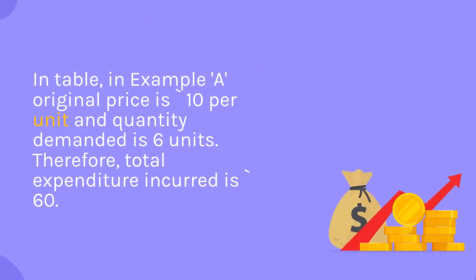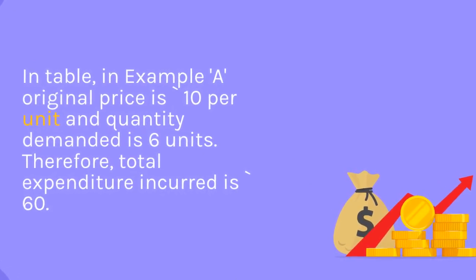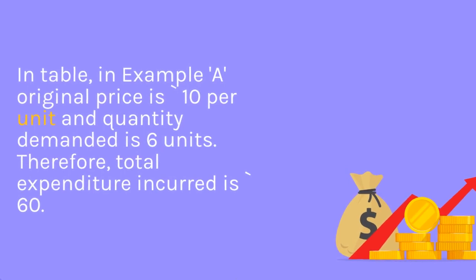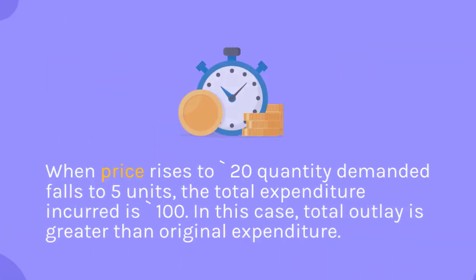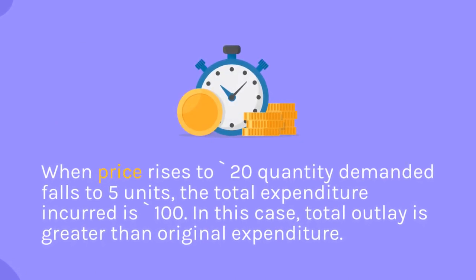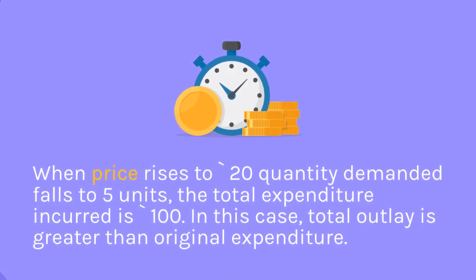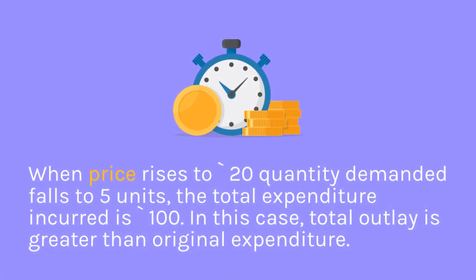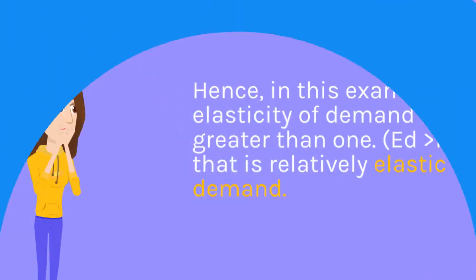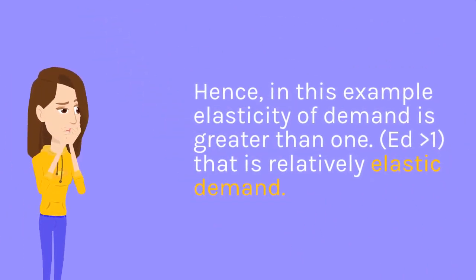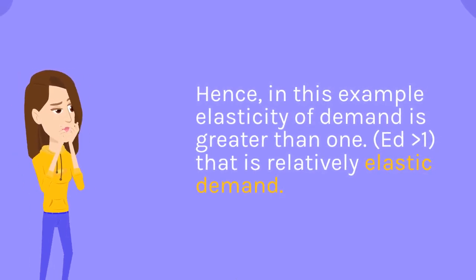In table, in example A, original price is 10 per unit and quantity demanded is 6 units. Therefore, total expenditure incurred is 60. When price rises to 20, quantity demanded falls to 5 units, the total expenditure incurred is 100. In this case, total outlay is greater than original expenditure. Hence, in this example elasticity of demand is greater than 1, ED greater than 1, that is relatively elastic demand.